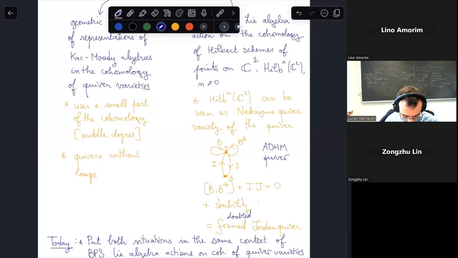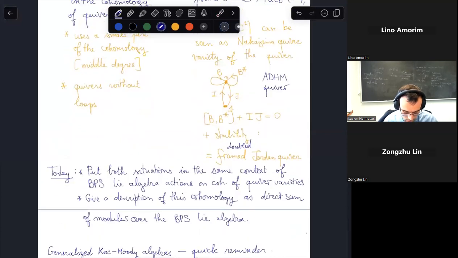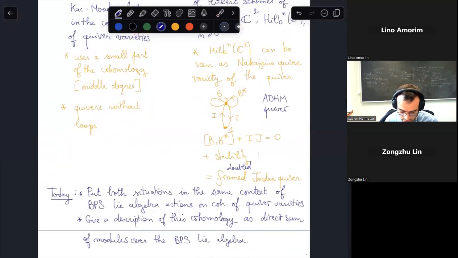What I would like to do today is to put both situations, the realization of representations of Kac-Moody algebras and of the Hilbert scheme of points on C^2, in the same context of BPS Lie algebras acting on quiver varieties.